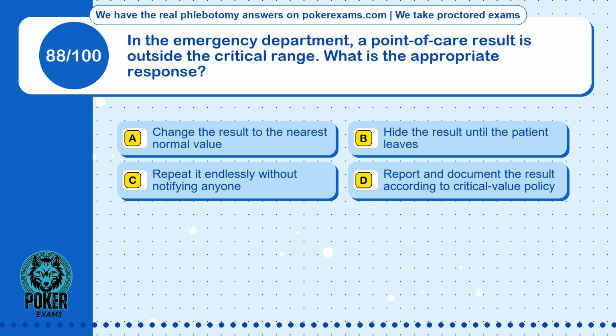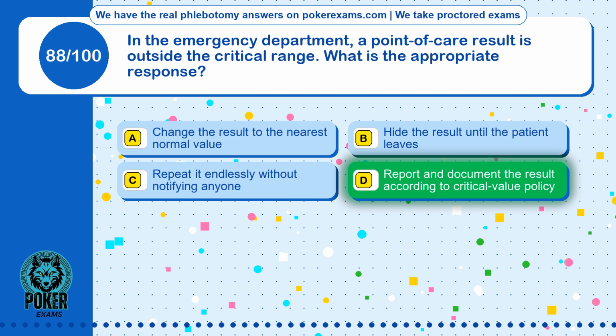Question 88. In the emergency department, a point-of-care result is outside the critical range. What is the appropriate response? Option A. Change the result to the nearest normal value. Option B. Hide the result until the patient leaves. Option C. Repeat it endlessly without notifying anyone. Option D. Report and document the result according to critical value policy.